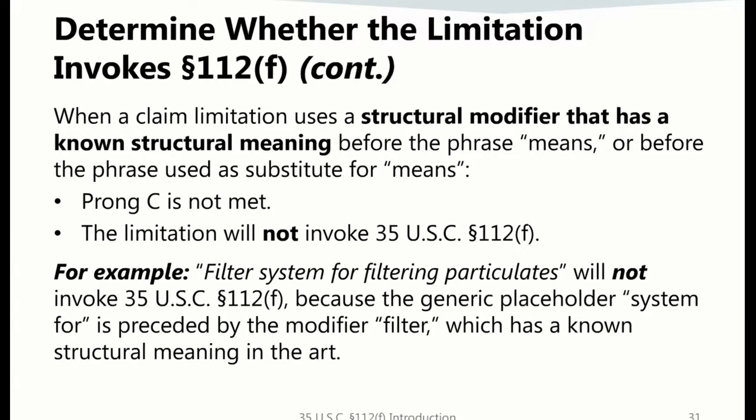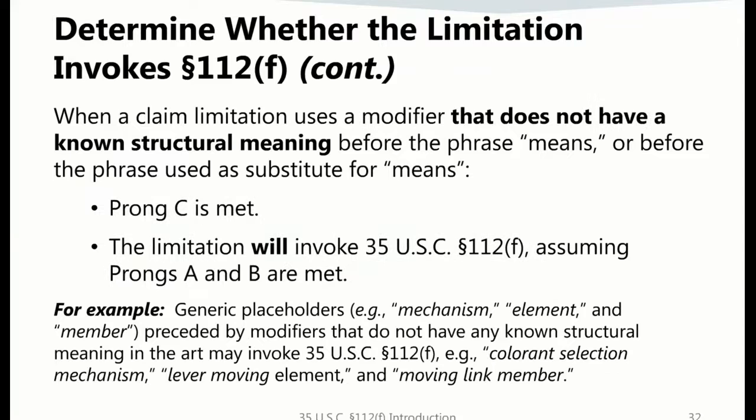If the phrase "means for" or "step for," or the substitute term or generic placeholder, is preceded by a modifier that has a known structural meaning in the art, then it will fail prong C. Note, however, that not all modifiers have a known structural meaning. Examples given in MPEP 2181(I)(C) are "colorant selection mechanism," "lever moving element," and "moving link member."